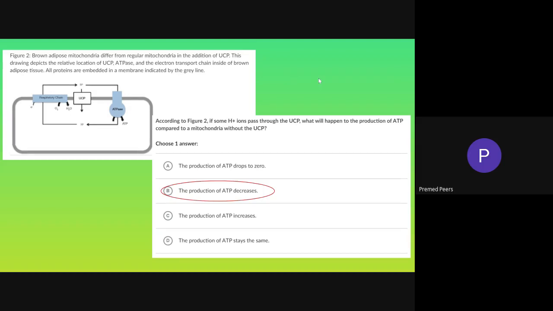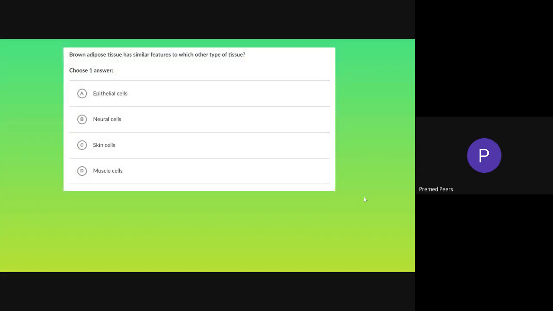Alrighty. So second question, brown adipose tissue has similar features to which other type of tissue? Epithelial cells, neural cells, skin cells, muscle cells. So the answer to this one was muscle cells. And does anybody have an idea as to what part of the passage might have given you a clue or helped you answer this question?